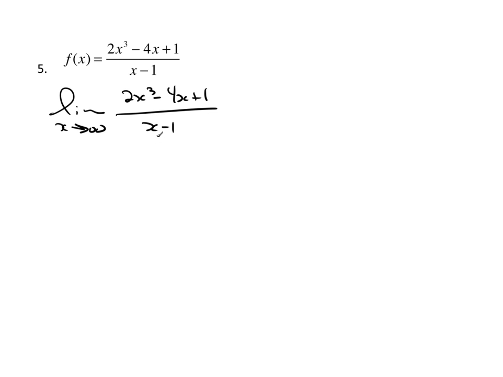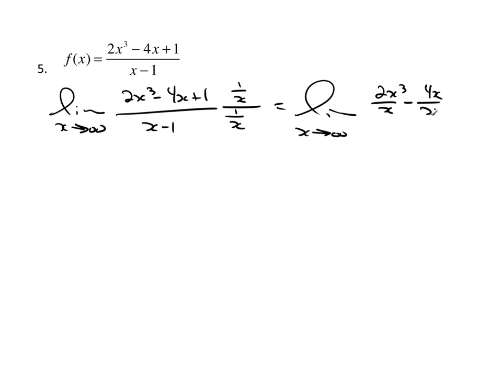Now I'm going to have the highest order of the denominator is x to the first power. So if I multiply all this by 1 over x over 1 over x, I'm multiplying by 1. I end up with the limit as x goes to infinity of 2x cubed over x minus 4x over x plus 1 over x, over x over x minus 1 over x.